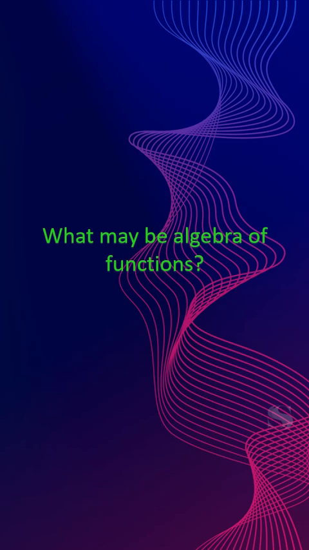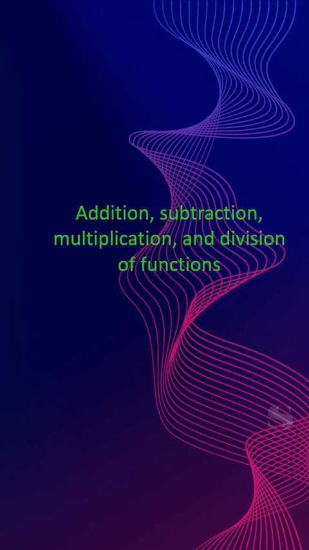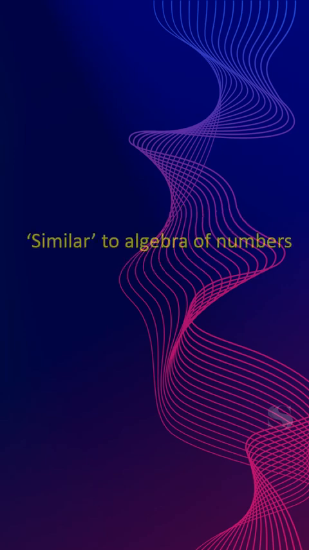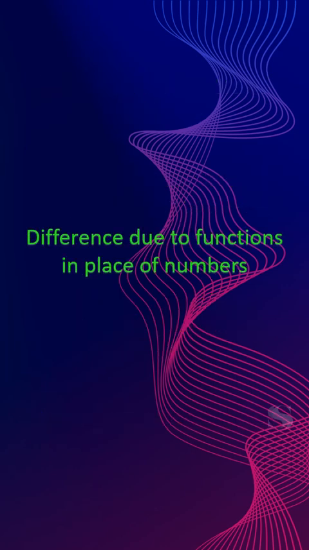At the same time, it is as simple as ABC that algebra of functions must be about applying the four operations on functions themselves. That is, addition, subtraction, multiplication, and division of functions. On the whole, algebra of functions is similar to the algebra of numbers. Of course, there is a difference between algebra of numbers and algebra of functions that comes along with expressions representing numbers.